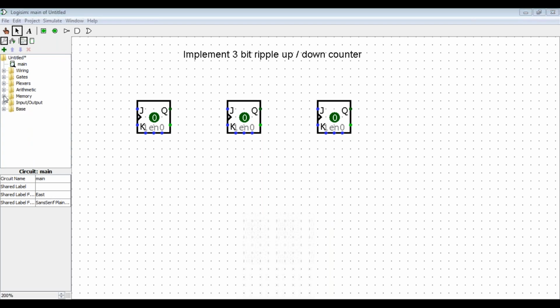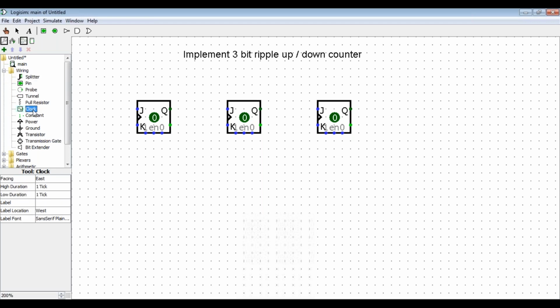Next, we want to choose a clock. For that, we want to click wiring. In this wiring section, you can find the clock block. Just click, then drag and place it in your design window. This is what your clock looks like.